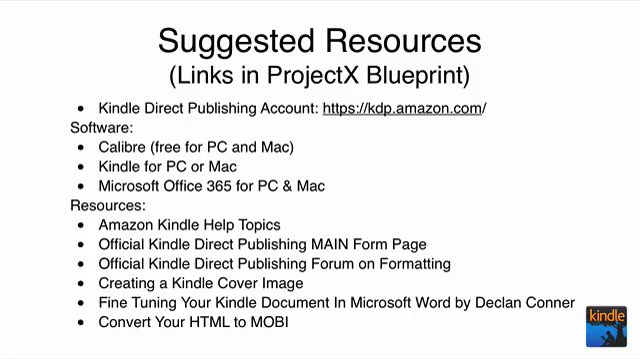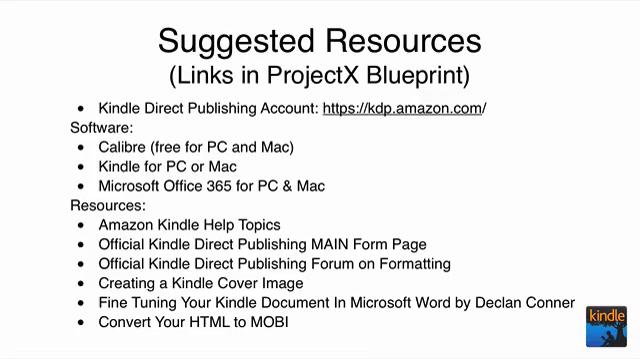I've also put together suggested resources in a variety of links in the Project X blueprint. The key things we talk about are obviously getting your Kindle Direct Publishing account at kdp.amazon.com. Then we're going to need some software. The first thing we want to get is a free open source product called Calibre that you can use for your PC and Mac.